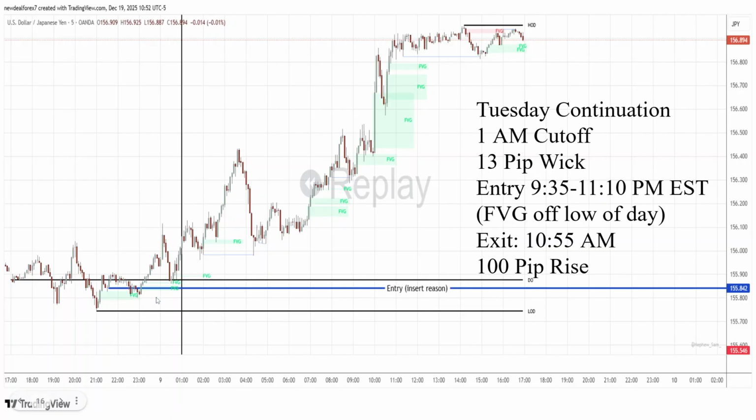Entry window could have been just a fair value gap off the low of the day. You see here, price just exploded out of it. So anytime you see price just explode out of the gap, that's a good sign. It will retrace, but at the end of the day, the price went up 100 pips. Your exit would have been at 10:55 a.m. Again, another long hold. You would have held it overnight, but all that could have been yours.